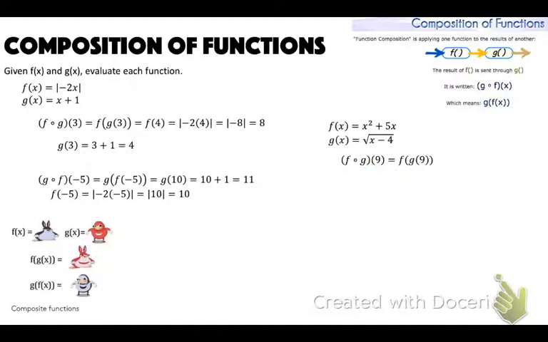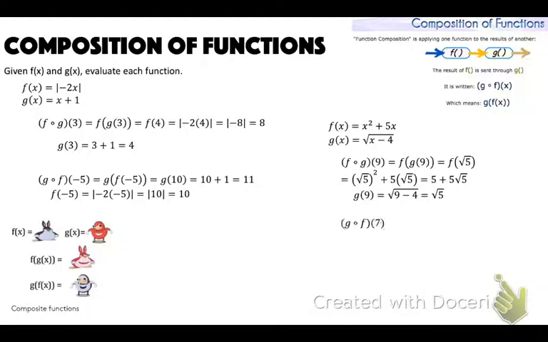Okay, so here, g of 9, well, the square root of 9 minus 4, that's the square root of 5. So I'm just going to leave it as the square root of 5. So then this is going to be f of the square root of 5. If I plug the square root of 5 into the f function, that's going to be the square root of 5 squared plus 5 square roots of 5, and the square root of 5 squared is just 5, and then 5 square roots of 5 will stay 5 square roots of 5. So our answer would be 5 plus 5 square roots of 5.